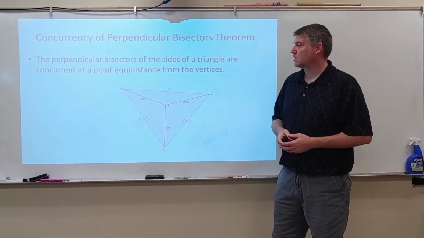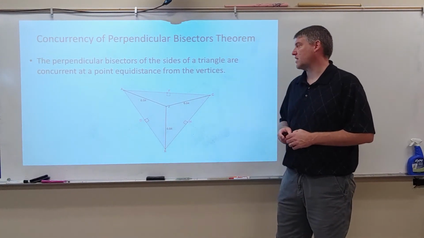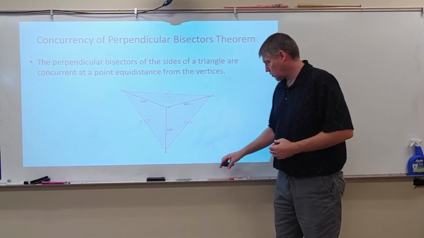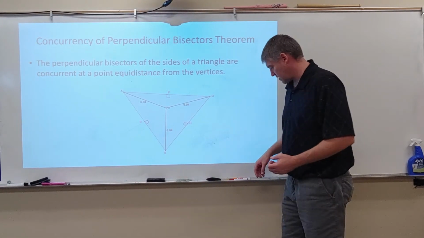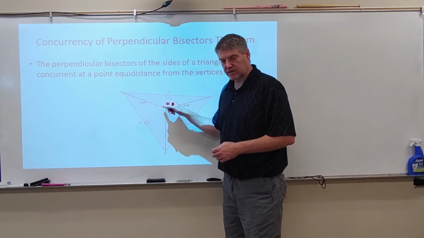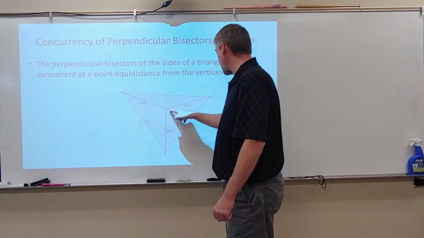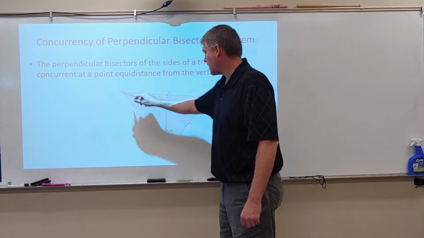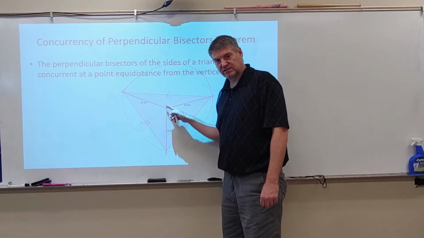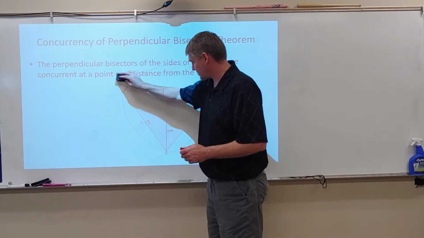All right, so the concurrency of perpendicular bisectors theorem. The perpendicular bisectors of the sides of a triangle are concurrent at a point equidistant from the vertices. What's really happening here is this point, J, is the center of a circle, and the radius is going to be AJ, JC, or JB. So it's a circle centered at J. That's what the perpendicular bisectors are going to do.